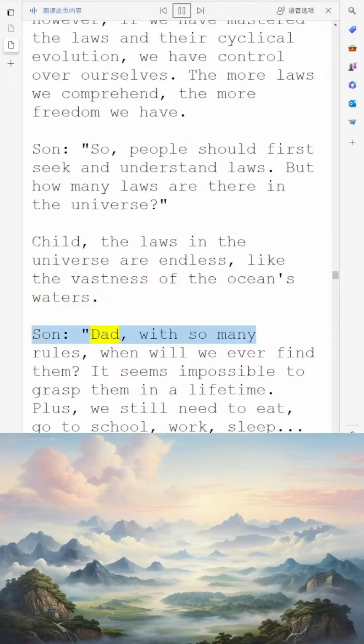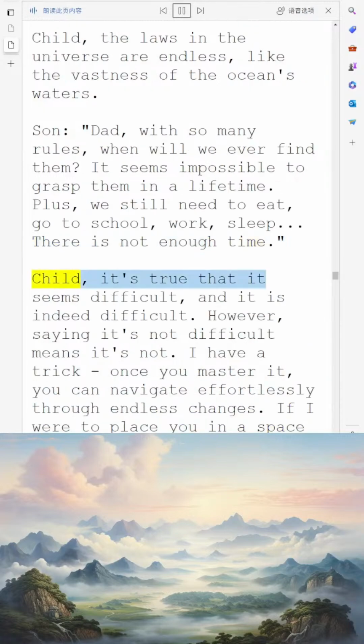Son: Dad, with so many rules, when will we ever find them? It seems impossible to grasp them in a lifetime. Plus, we still need to eat, go to school, work, sleep. There is not enough time. Father: Child, it's true that it seems difficult, and it is indeed difficult. However, saying it's not difficult means it's not. I have a trick. Once you master it, you can navigate effortlessly through endless changes.